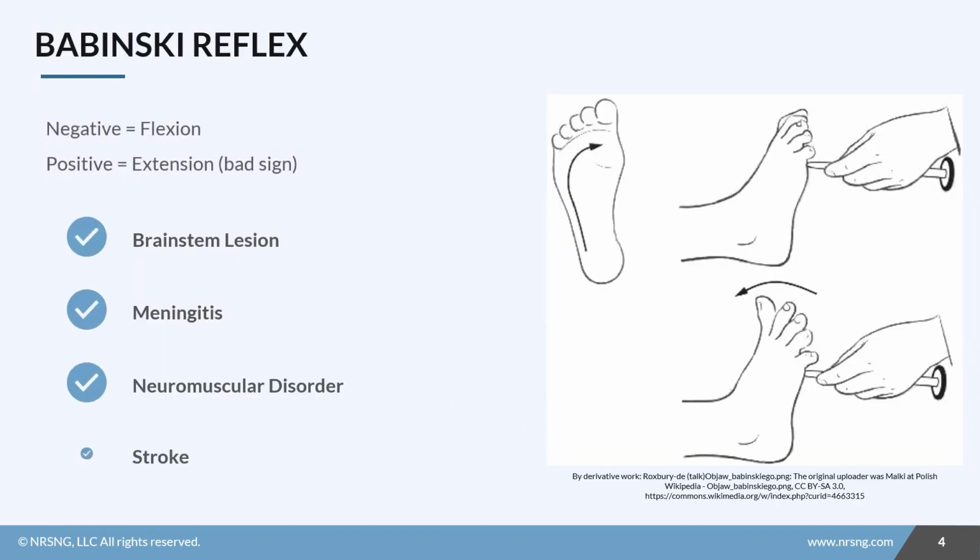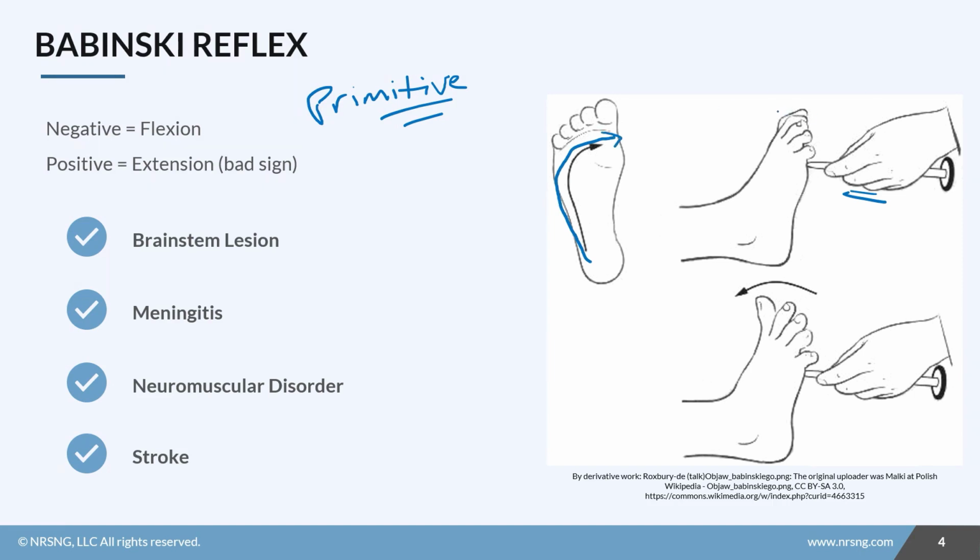Babinski's reflex is what we call a primitive reflex. It's actually normal in babies under 2 years old, but after about 2 years of age, we should see it disappear. So anytime after that, you don't expect to see this. So what you do is you can take something like a reflex hammer, and you're going to stroke the outside of the foot upwards and across the ball of the foot.